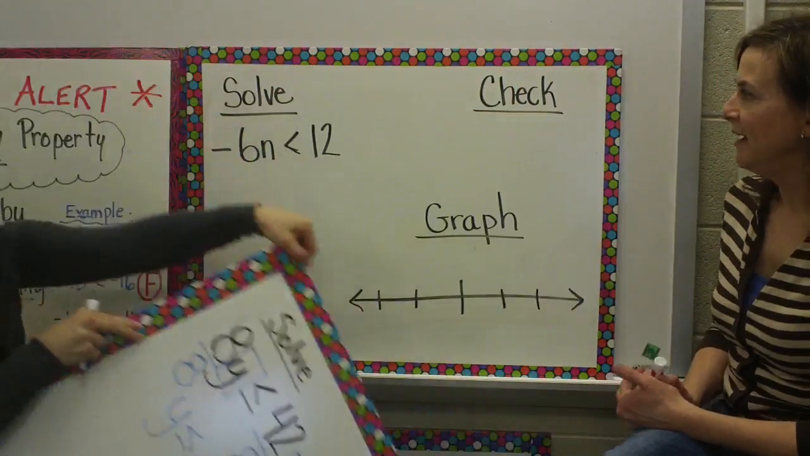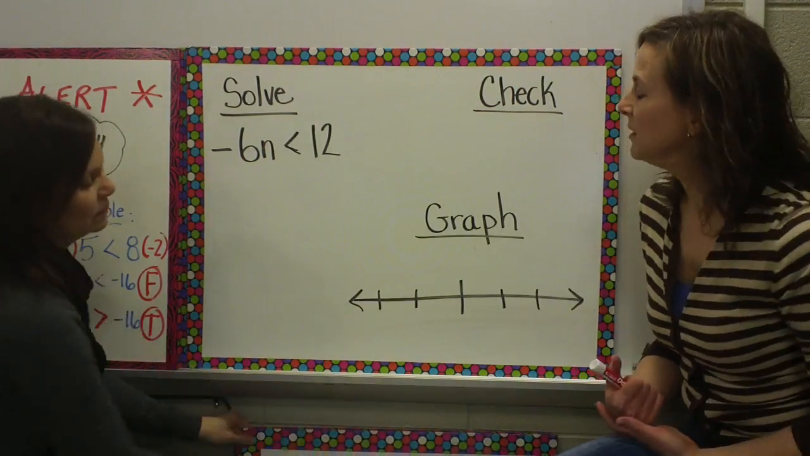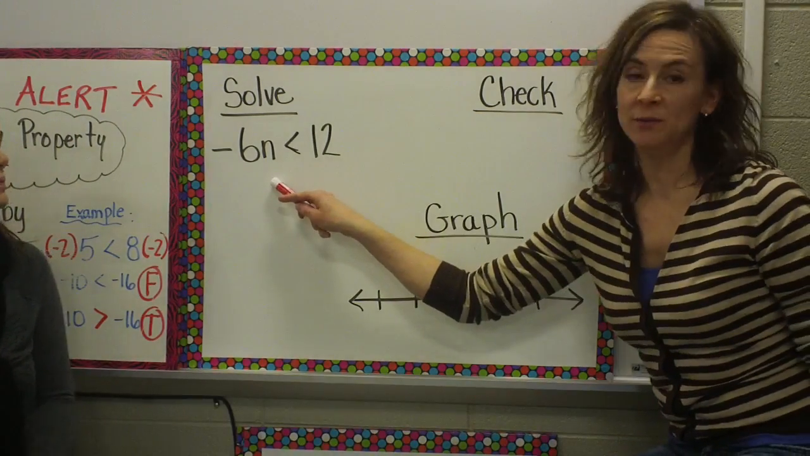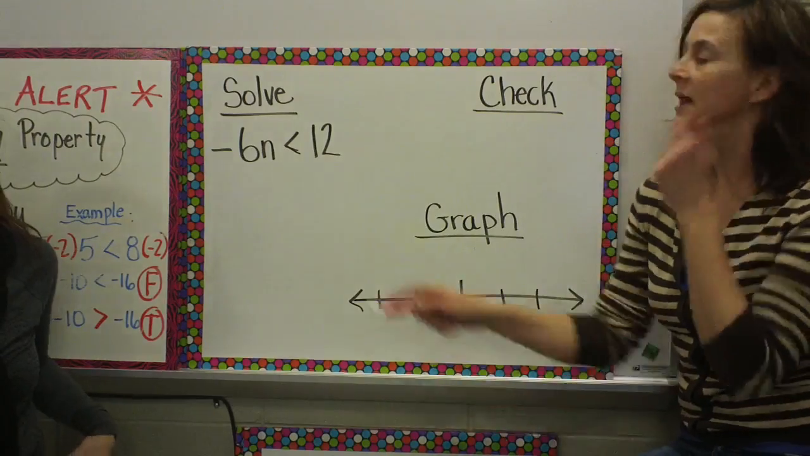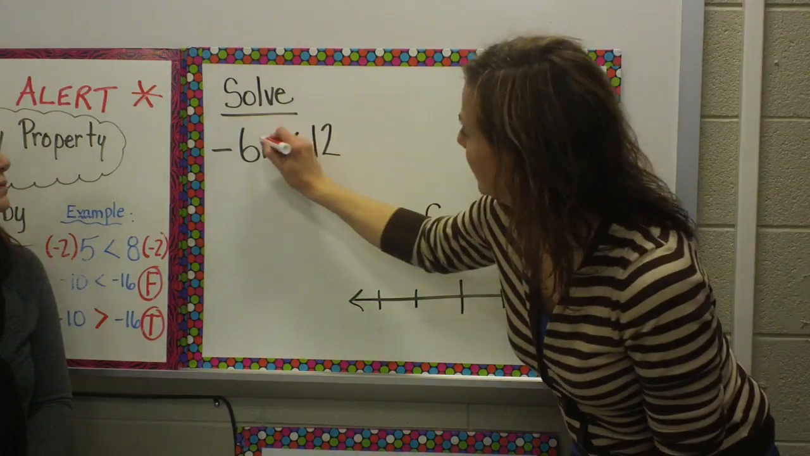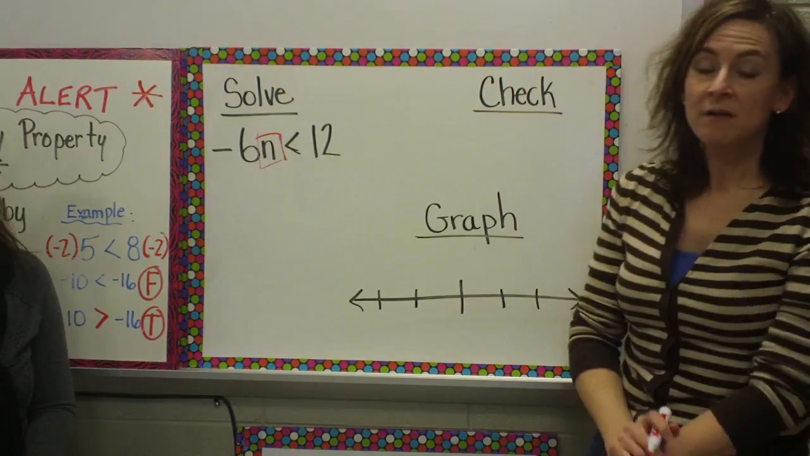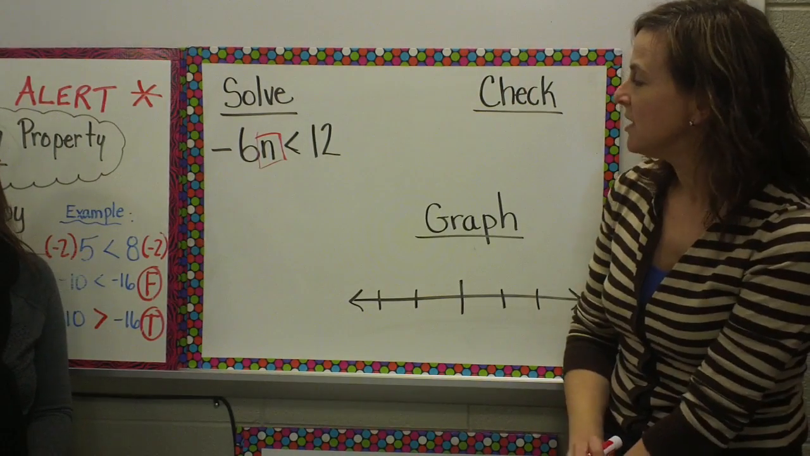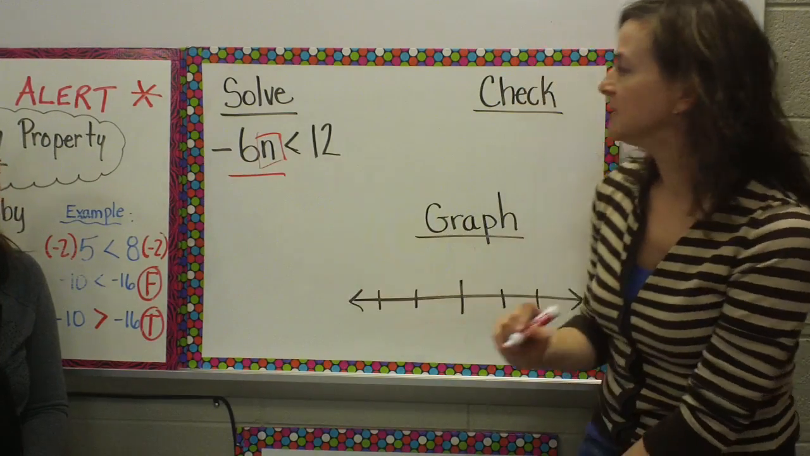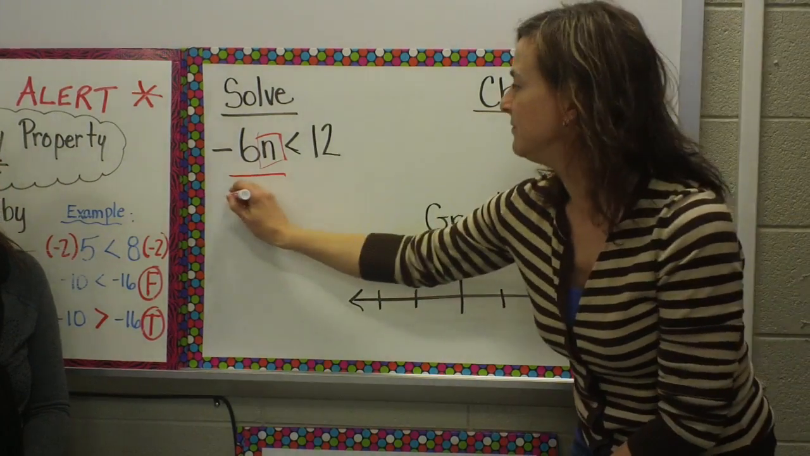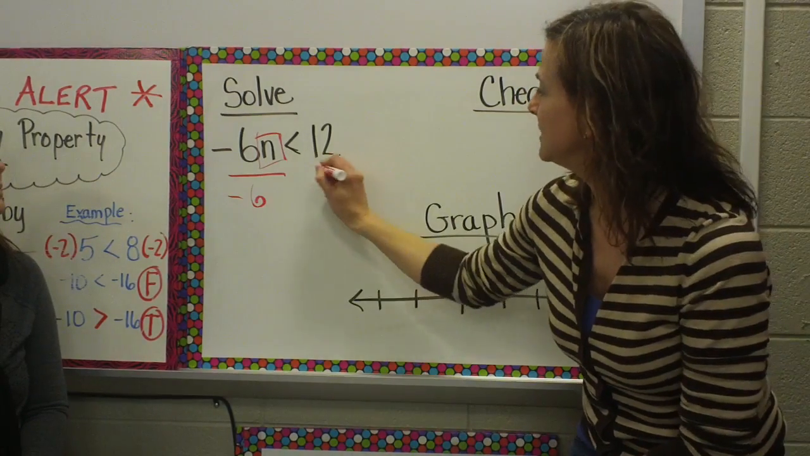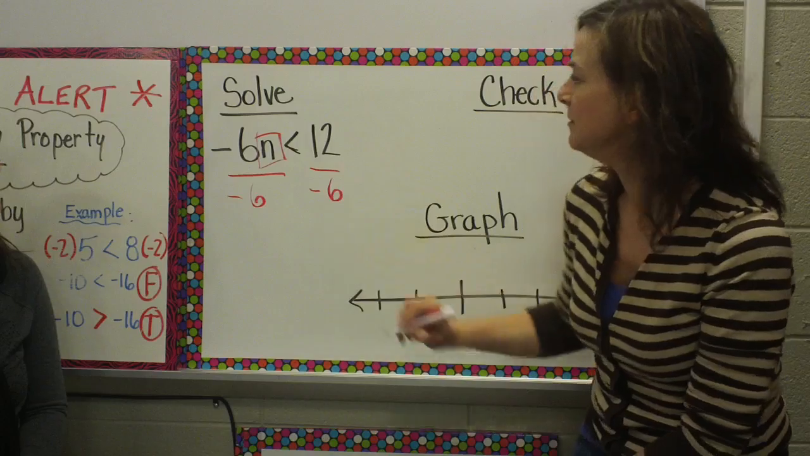Taking a look at our second problem that you should be copying down, we have negative 6n, which means negative 6 times n, is less than 12. In isolating your variable, we want to get n by itself, so we have to do the opposite operation. The opposite of multiplying by a negative 6 is dividing by a negative 6. If I divide one side by a negative 6, I have to do the same to the other side.